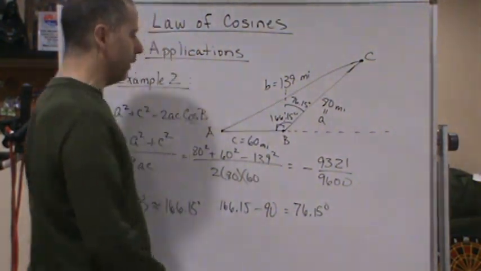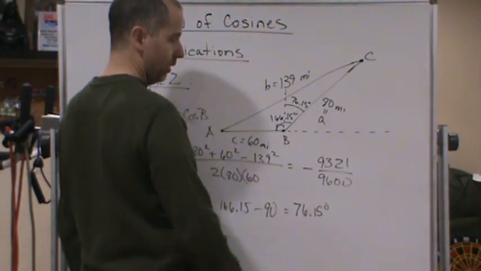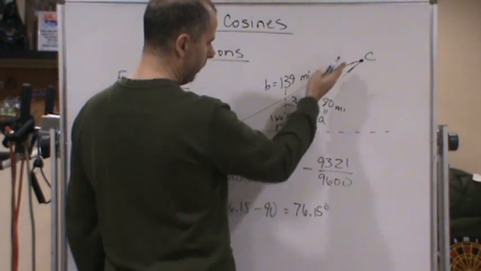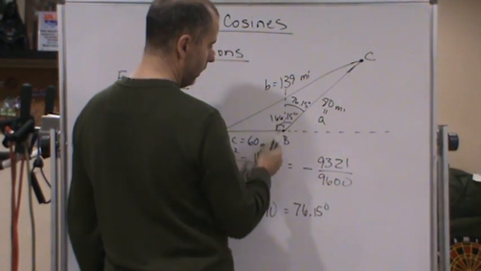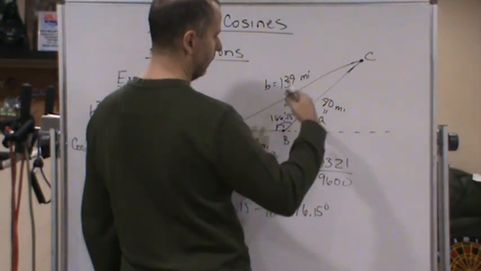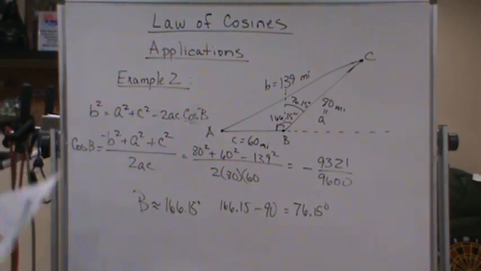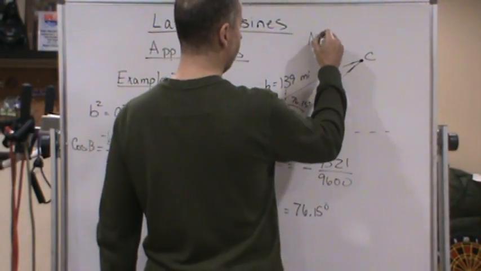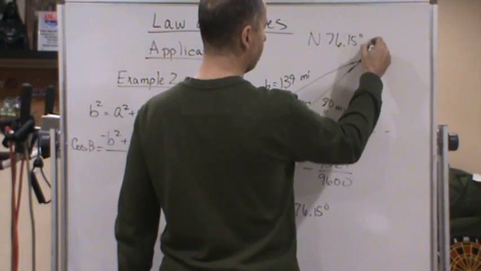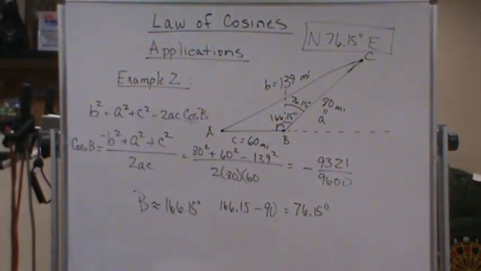So now we know the bearing, because remember, the bearing is based on the north-south direction, right? So in this case here, the boat is bearing what? North, 76.15 degrees what? East. Okay, and that's the way we would describe it. So the way we would write it is N 76.15 degrees E. And so that is the answer.